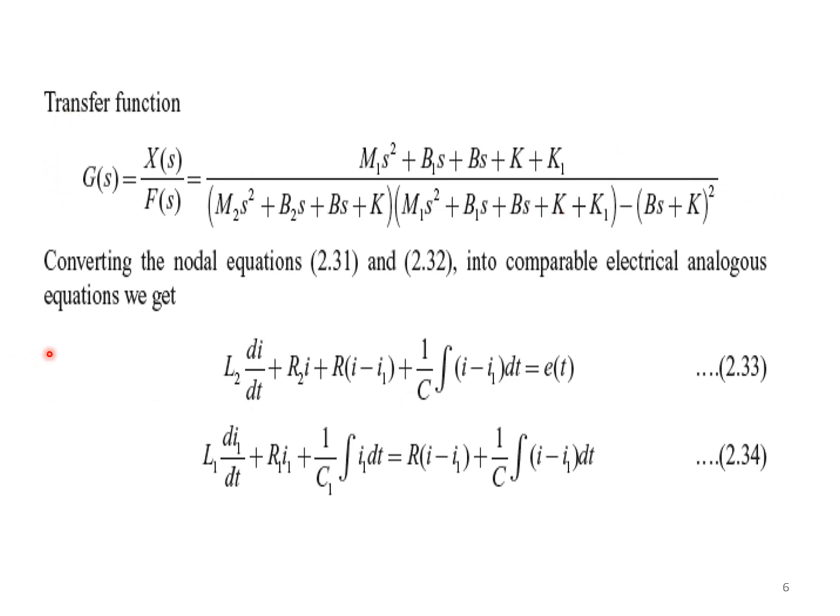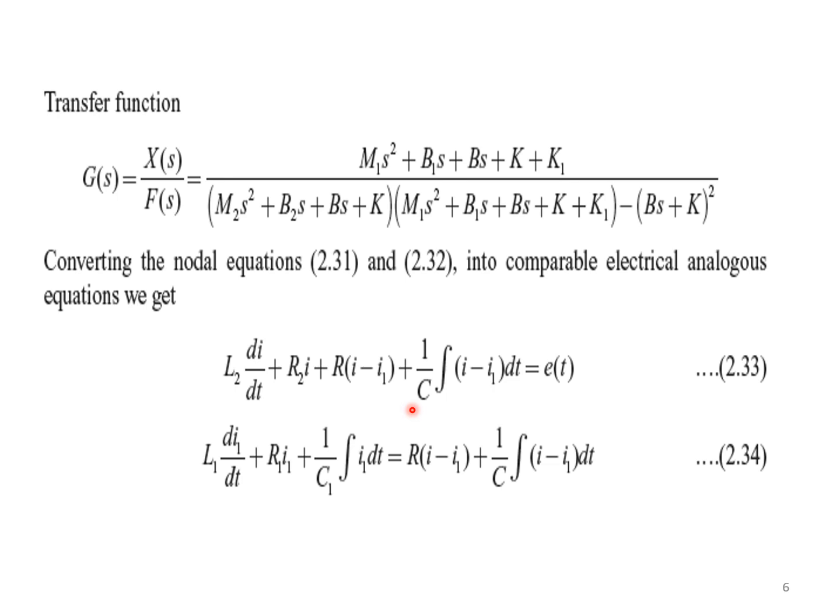Now if we apply the force-voltage analogy to the two equations which we have developed, we get the equation with m2 replaced with L2, and the velocity replaced with current I. So it is L2 di/dt plus R2 I plus R(i − I1). Here b is replaced with R and k is replaced with C. So it is 1/C integral of (I − I1) dt, because we have taken the force as equal to k(x − x1).